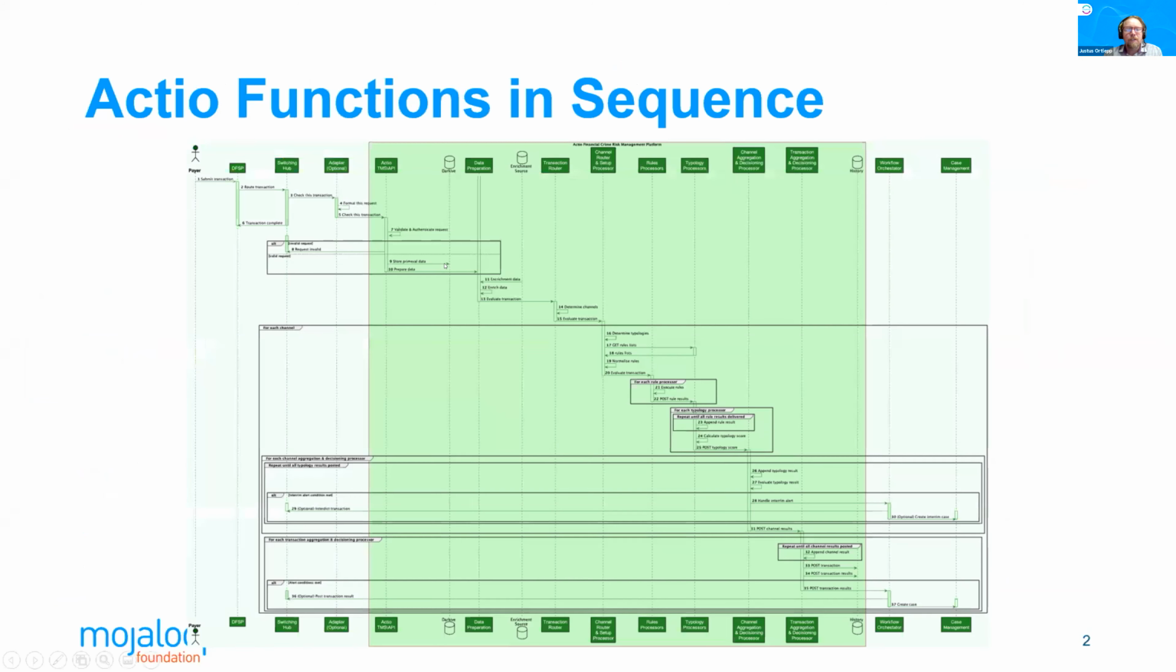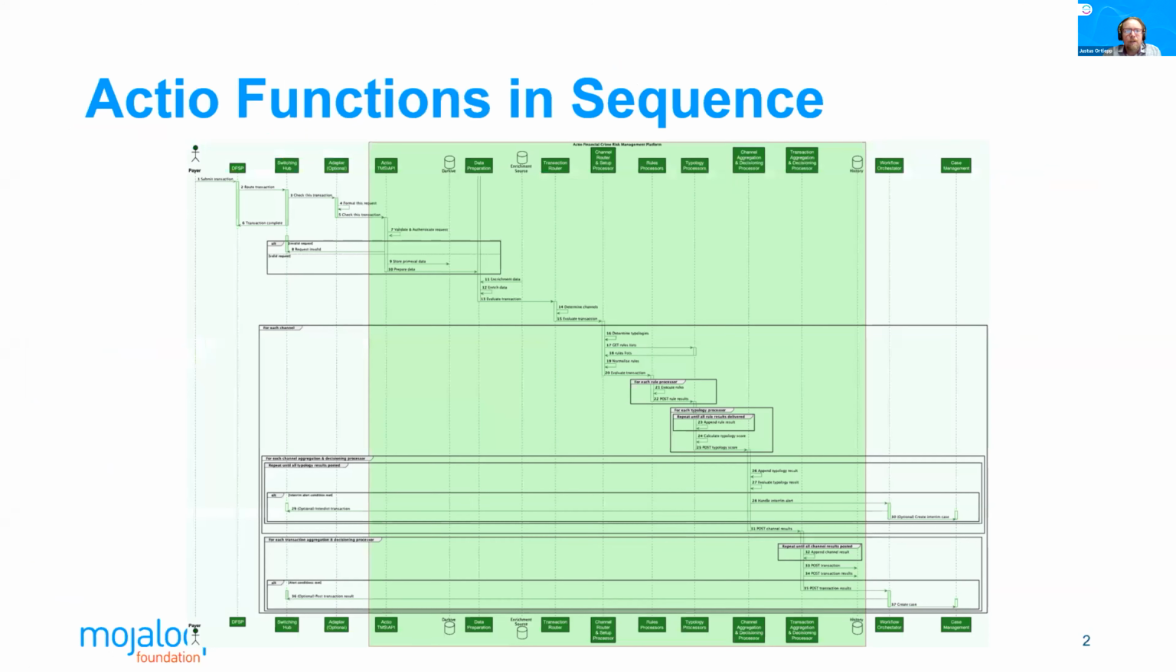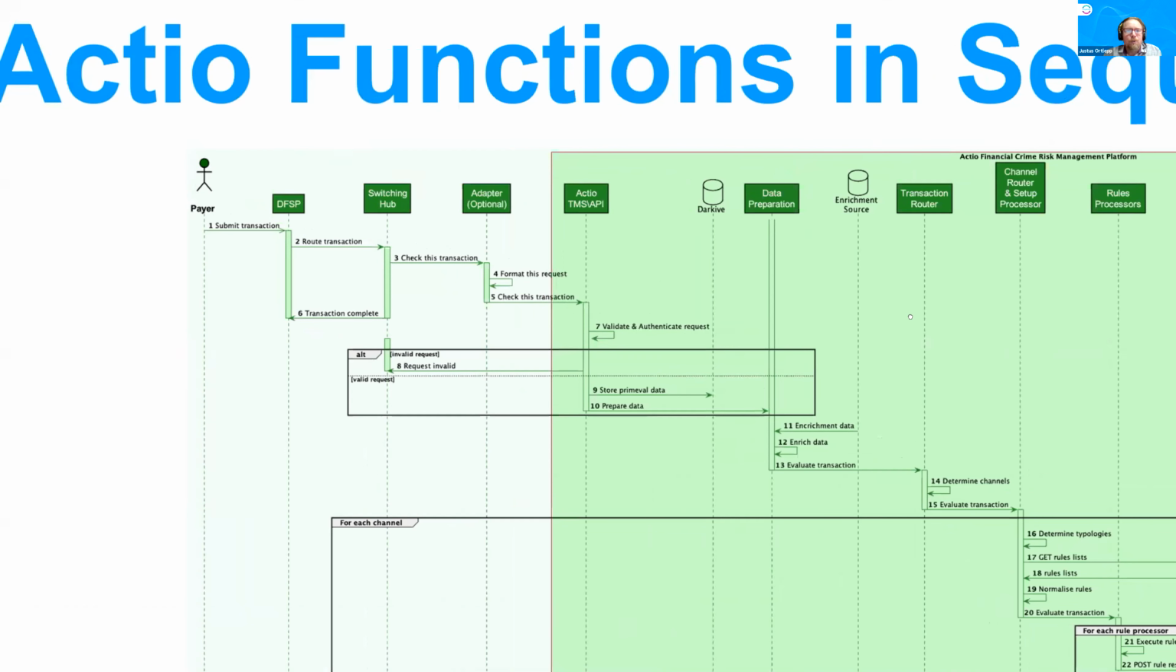Thank you very much, everybody. So our plan for the next program increment is we have a number of our functions, Actio functions that you can see here in sequence. Actually, you can't see them very well because they're very small and there's a lot of work that we need to do.